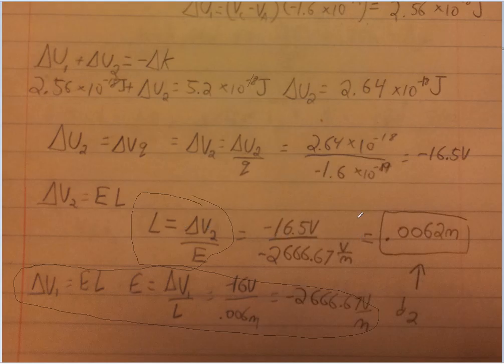2,666.67 volts per meter, and we get the distance that we need to move to position the capacitors in order to get a loss of 5.2 times 10 to the negative 18th joules of kinetic energy, and that distance is 0.0062 meters. And that is the solution to this problem.